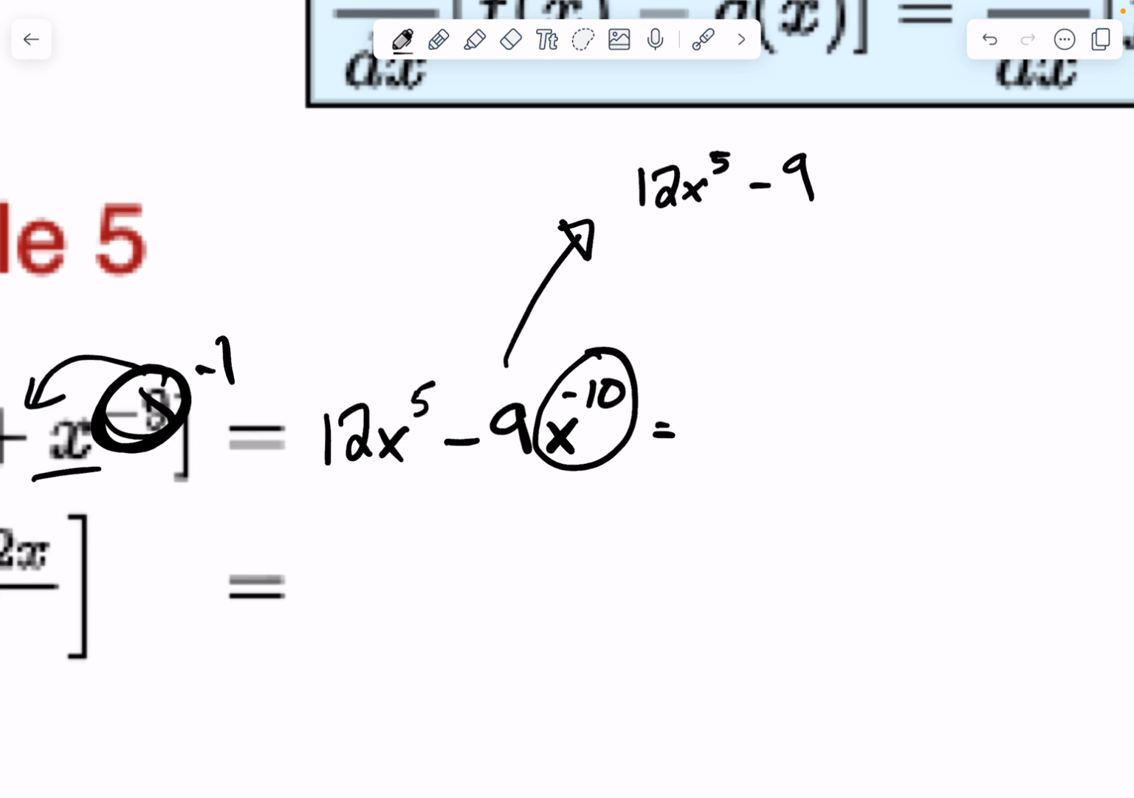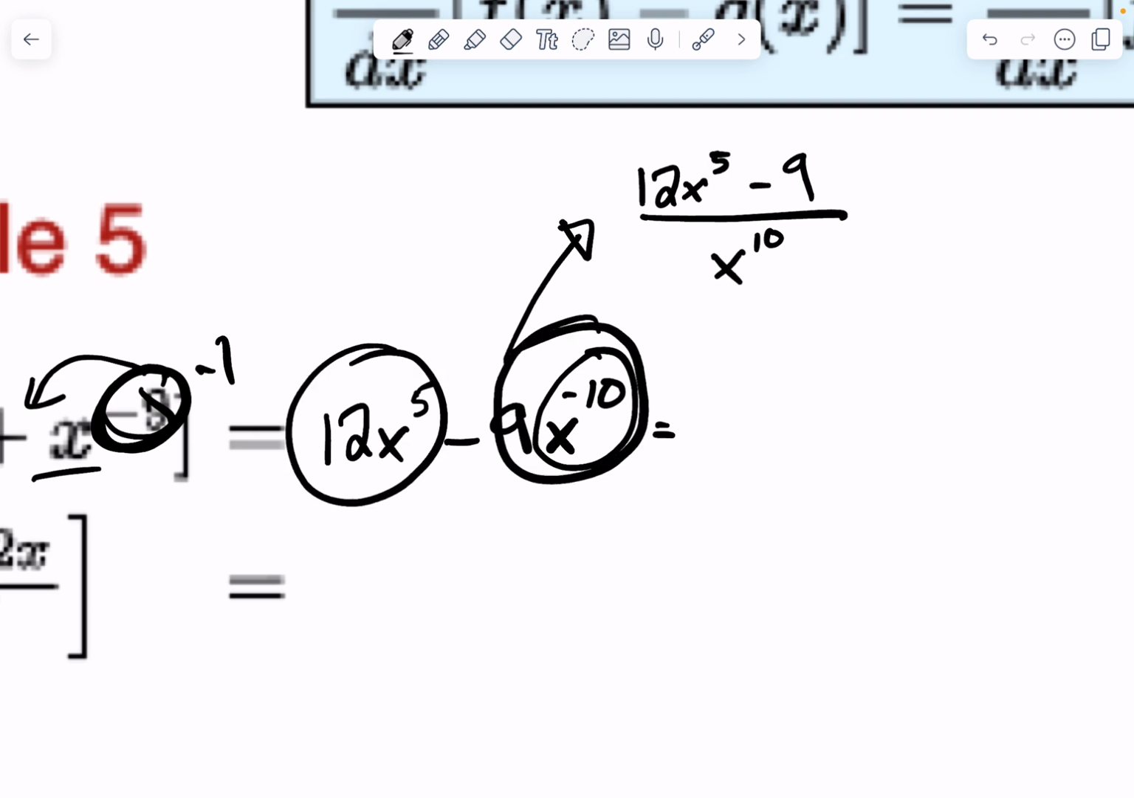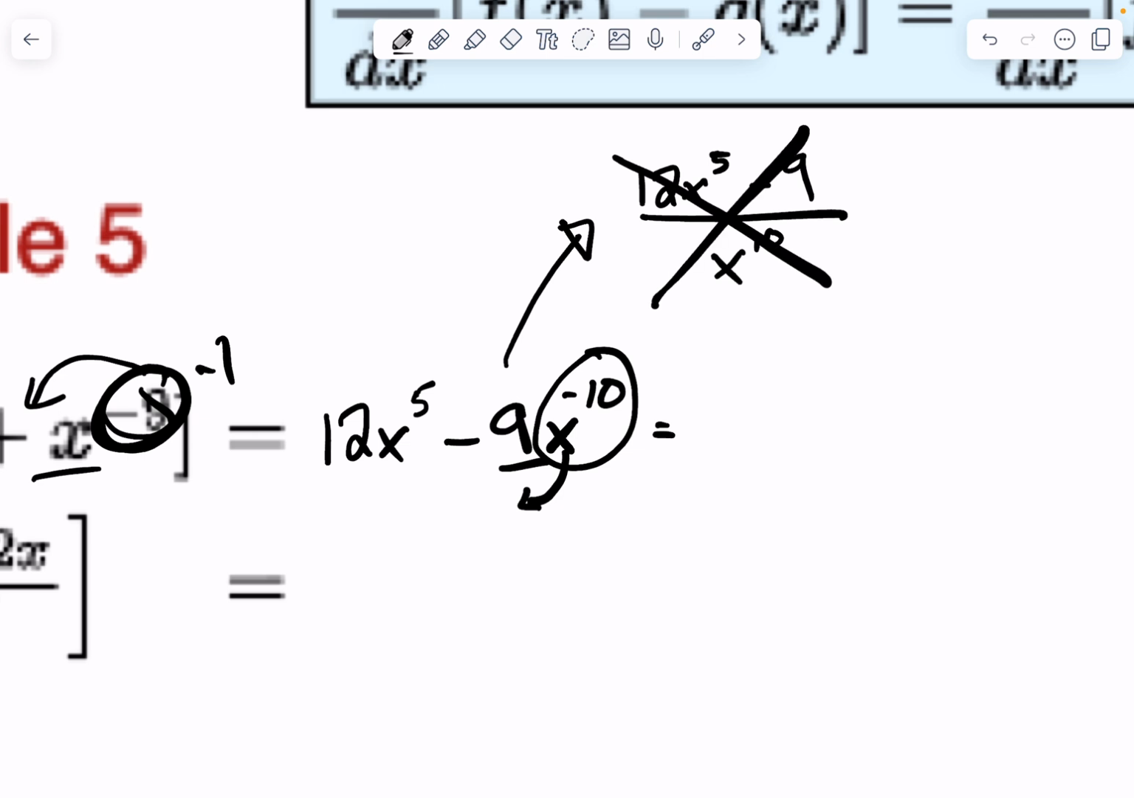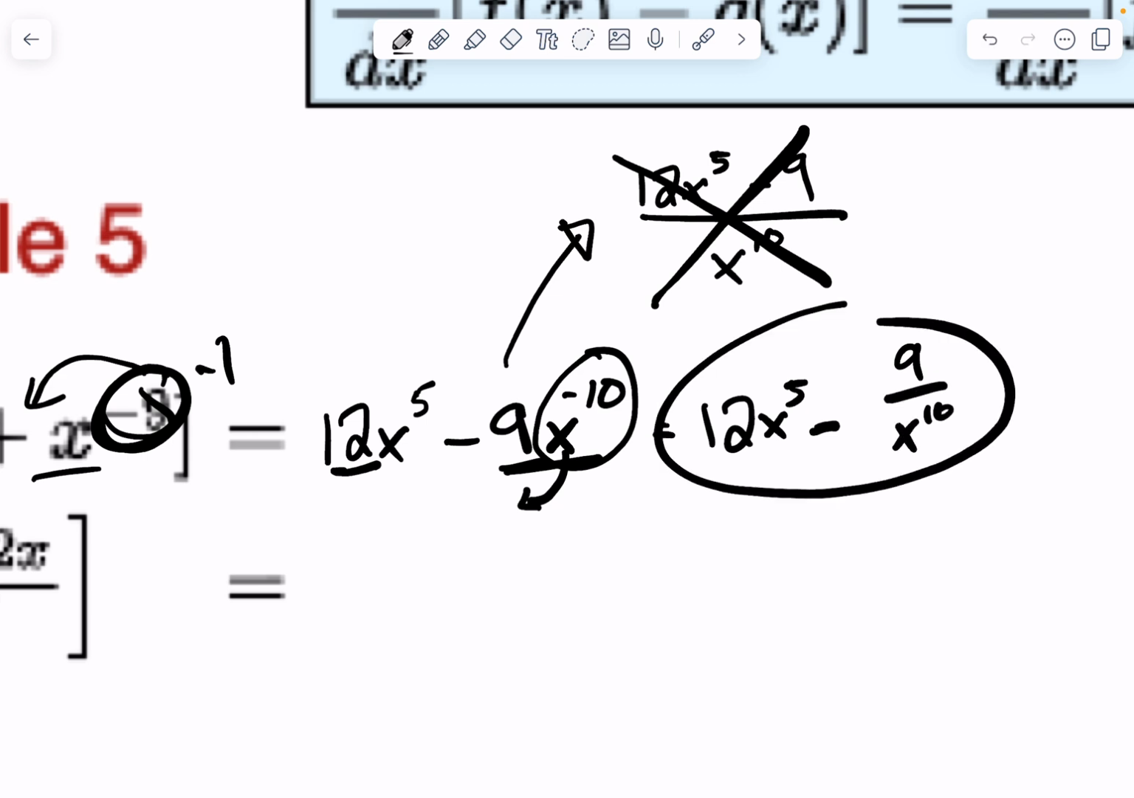Now, when we go to do this, I've seen everything under the sun that is wrong. I've seen this happen, and that is not correct. This is one term, and this is another term, separated by a minus. So when I move that x down to the bottom, it only goes below the 9. This is incorrect, so be careful of that, because we have things that are trapped. These are two separate terms with a minus in between them: 9 over x to the 10th power. So be careful how you're simplifying. That is what the derivative should look like.